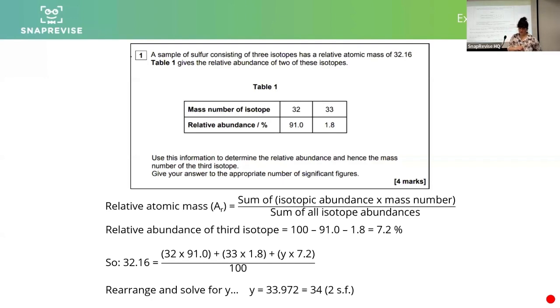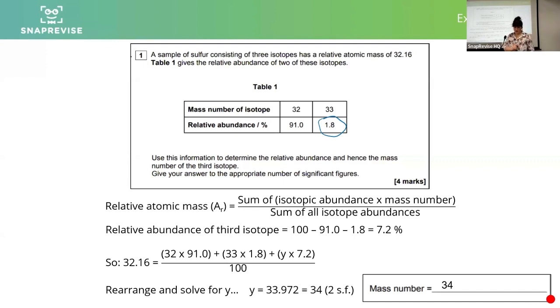We're giving it to 2 significant figures because the fewest number of significant figures given in the question is 2. So I can't give an answer to more than 2 significant figures. My relative abundance percentage there was given to 2, so I have to give it to 2. So the final answer, the mass number, is 34 to 2 significant figures.